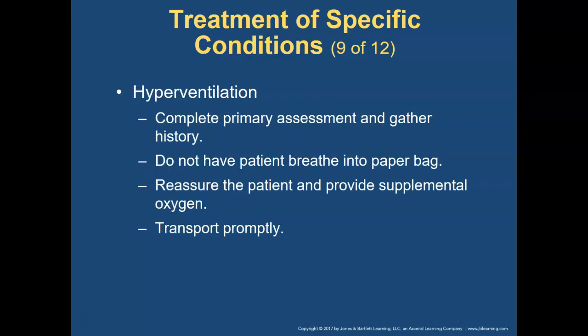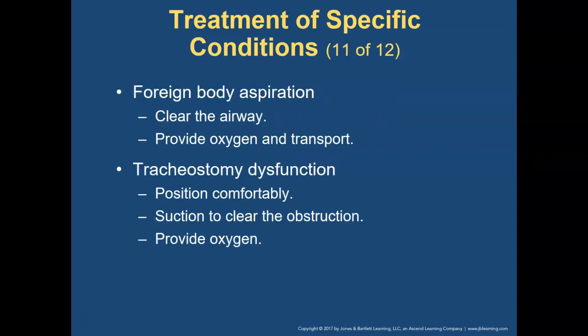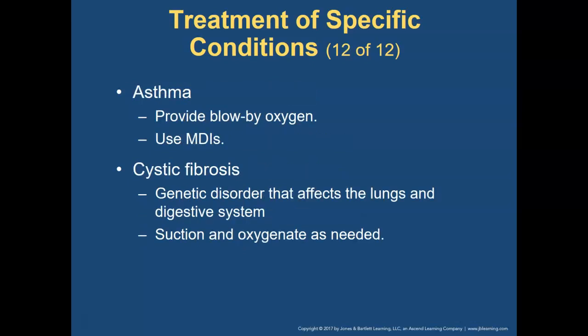Hyperventilation: complete a primary assessment, and don't have them breathe into a paper bag. We mentioned that. Reassure the patient, provide supplemental O2, and transport promptly. Environmental or industrial exposure: ensure that these patients are decontaminated, give them some O2 and an adjunct if necessary, suction if you have to. Foreign body airway aspiration, lots and lots of stuff, guys. I know we're just nailing a whole bunch here, but we're talking about the treatment of these specific conditions. So we're kind of having to hit every one of them hard and fast. Foreign body aspiration: clear the airway, O2, transport. Tracheostomy dysfunction: position comfortably. Suction to clear the obstruction if you're able to, and then provide some O2 as well.